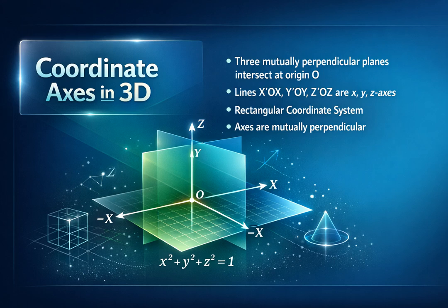The lines where they intersect are called the x-axis, X'OX, y-axis, Y'OY, and z-axis, Z'OZ. These 3 axes form what we call the rectangular coordinate system in 3 dimensions. They're all perpendicular to each other.